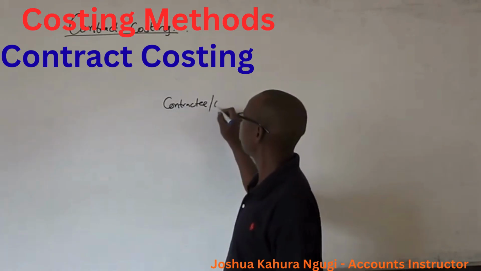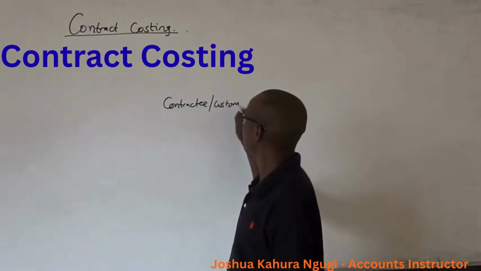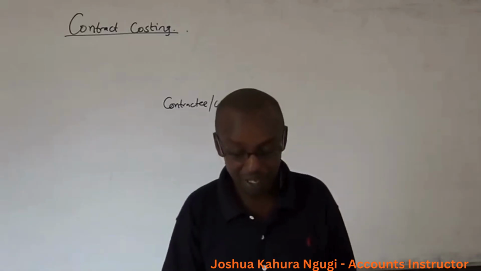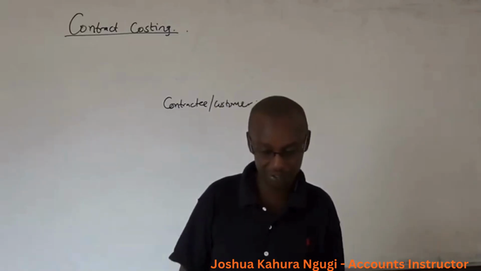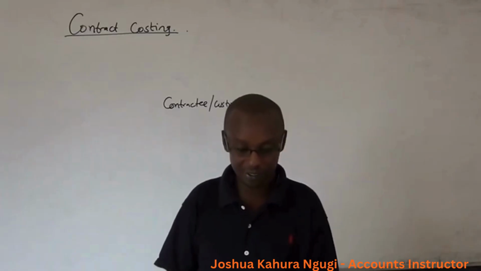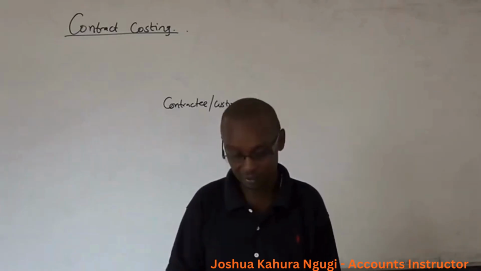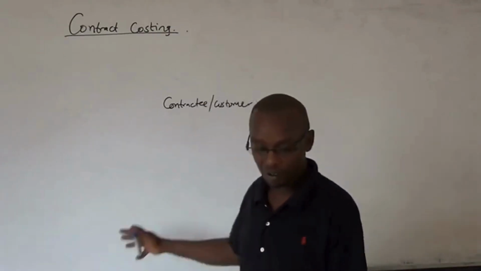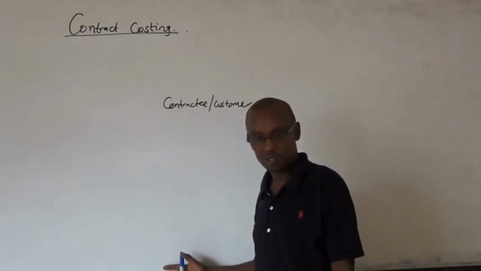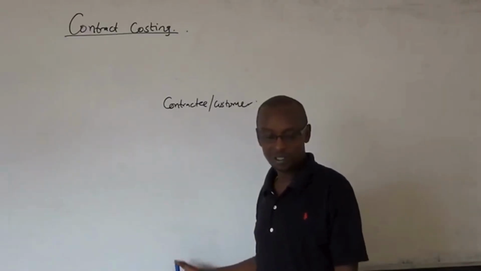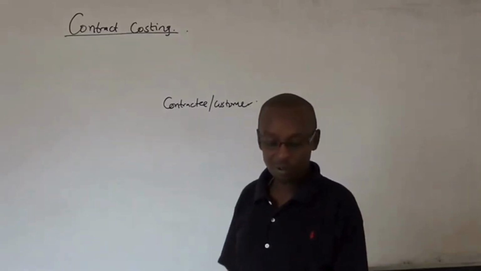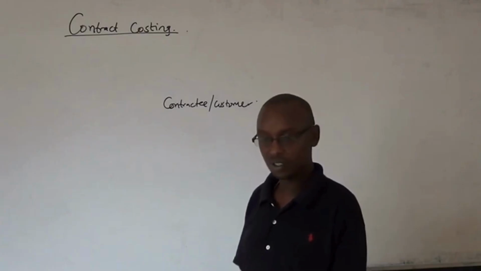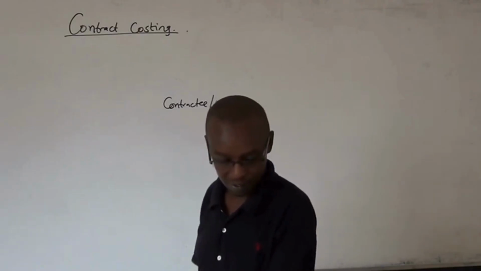Contractee is the customer. Contracts can be distinguished from jobs or job order by the following features. Number one, the money value of the contract is much larger than the money value of job order costing. Then, a contract consumes a very large amount of resources compared to a job order.